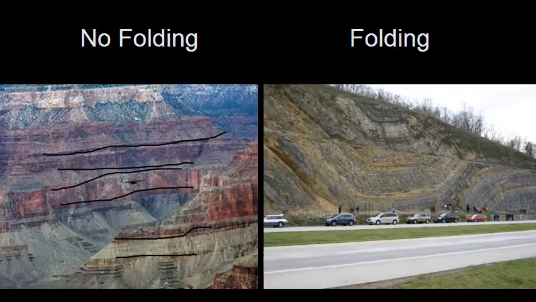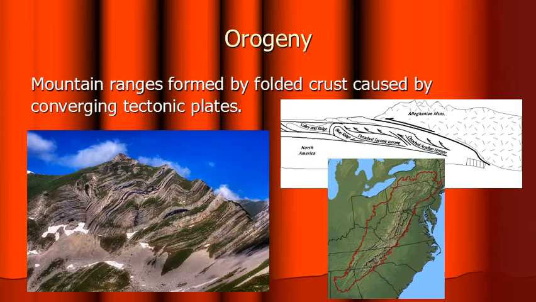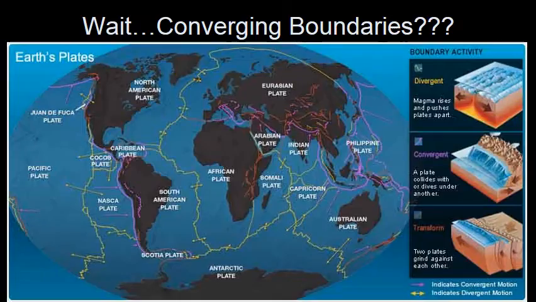Here's what that would look like. Here's what the Grand Canyon would look like if it went through that, right? So we see these layers before the folding process, where the folding hasn't taken place, and we see these layers after the folding process has taken place. So when this happens and you get folds in the crust of the earth that form a mountain range, like the Appalachian Mountains, there is a word for this, and we call this an orogeny. An orogeny, that's how you pronounce that. I know that's kind of a weird word that you probably haven't heard before. So: mountain ranges formed by folded crust caused by converging tectonic plates.